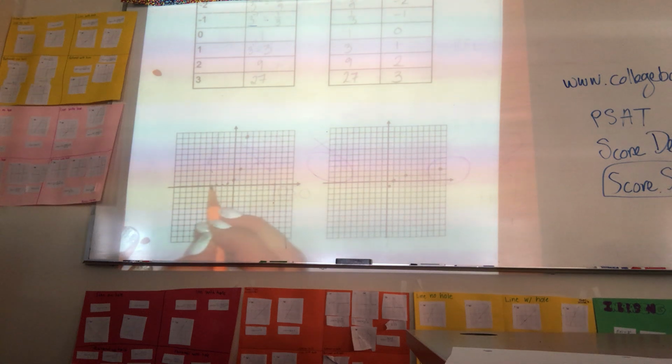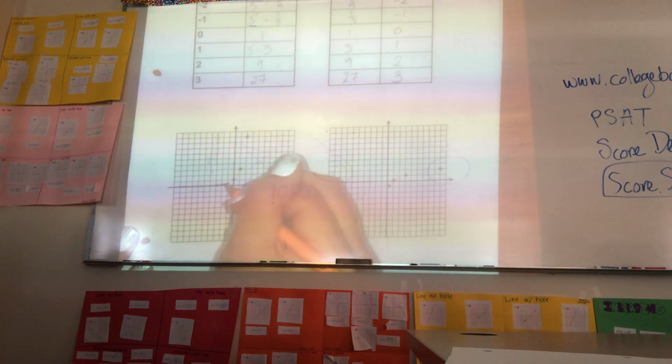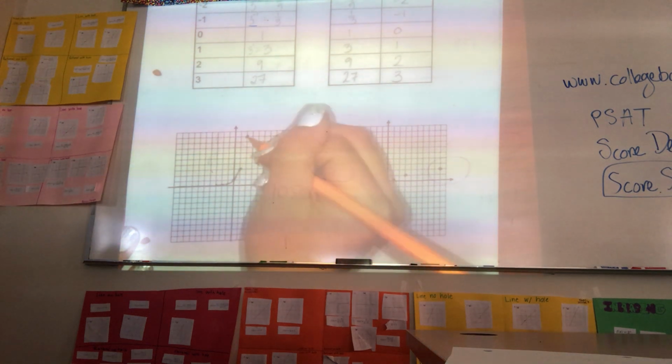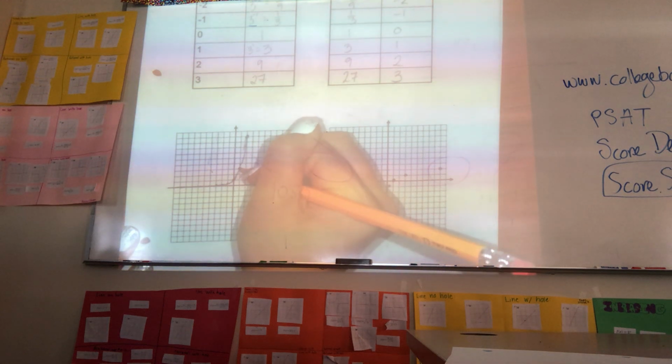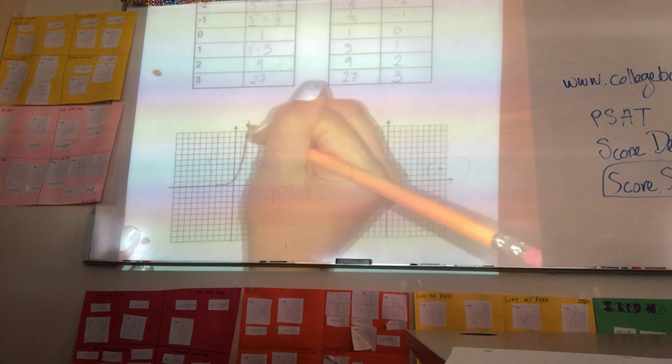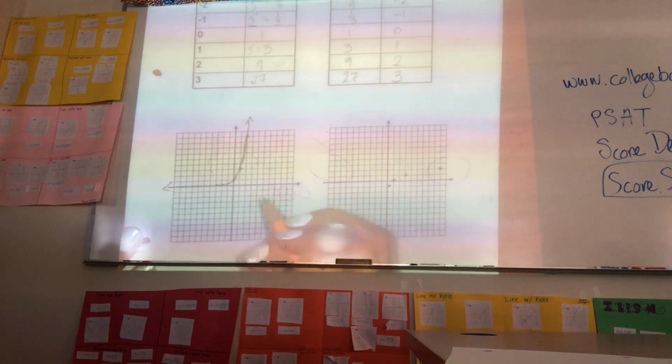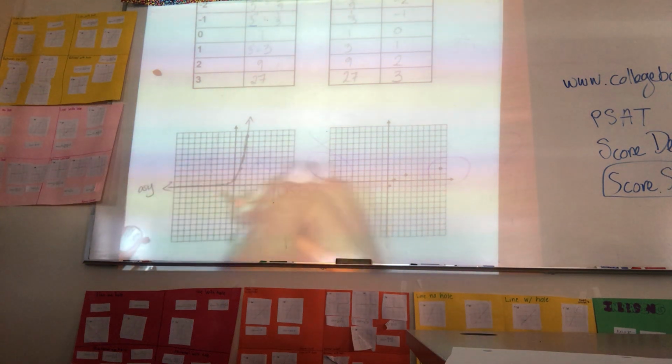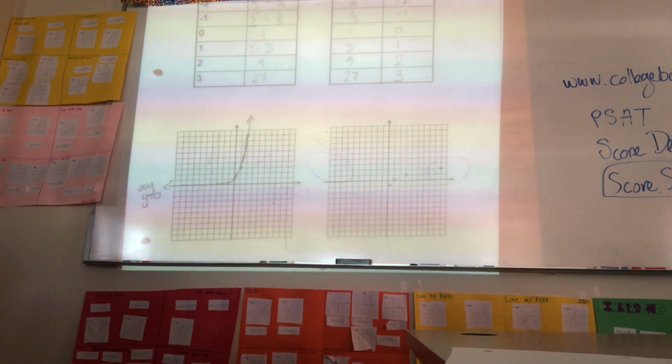Does it ever reach the x-axis? It never reaches the x-axis. So there's an asymptote there. Okay, so there's an asymptote at y equals 0.